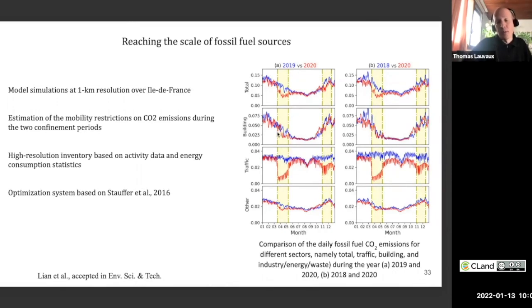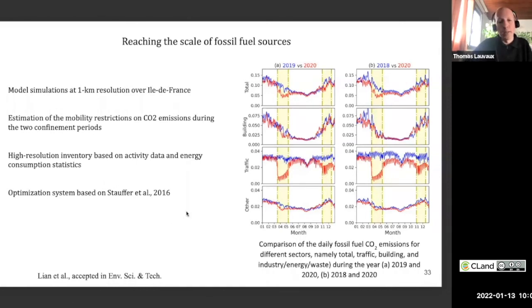During the confinement in 2020, sorry, it's not last year, it's the year before, you see the decrease in traffic for sure during the first confinement, massive, a little less noticeable in the second confinement. You see the impact on building heat. Some industries also stopped. It's not actually very large. You see there is a small decrease. The idea here was to use it as a test bed. Can we actually use that confinement, see what the inventory says, and see what the atmospheric system would see?